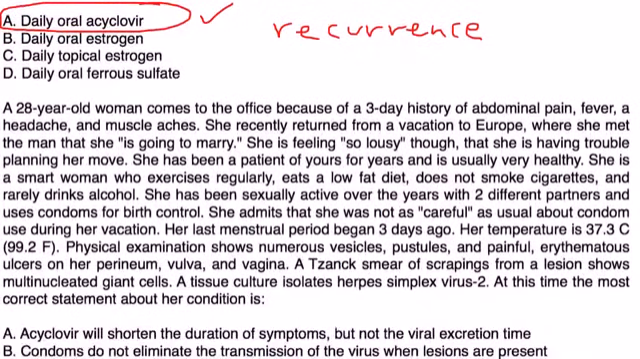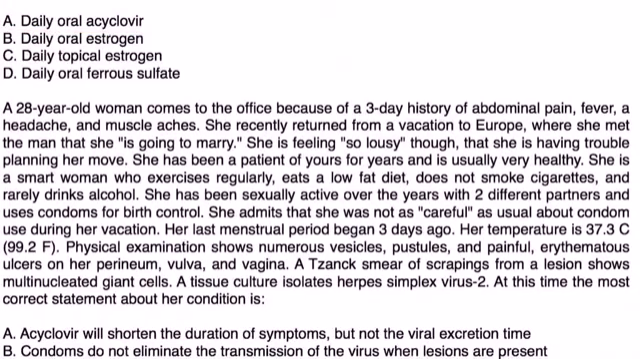And finally, big long one. A 28-year-old woman comes to the office because of a 3-day history of abdominal pain, fever, headache, and muscle aches. She recently returned from a vacation to Europe where she met a man that she is going to marry. She is feeling so lousy, though, that she is having trouble planning her move. She has been a patient of yours for years and is usually very healthy. She is a smart woman who exercises regularly, eats a low-fat diet, does not smoke cigarettes, and rarely drinks alcohol. She has been sexually active over the years with 2 different partners and uses condoms for birth control. She admits that she was not as careful as usual about condom use during her vacation.